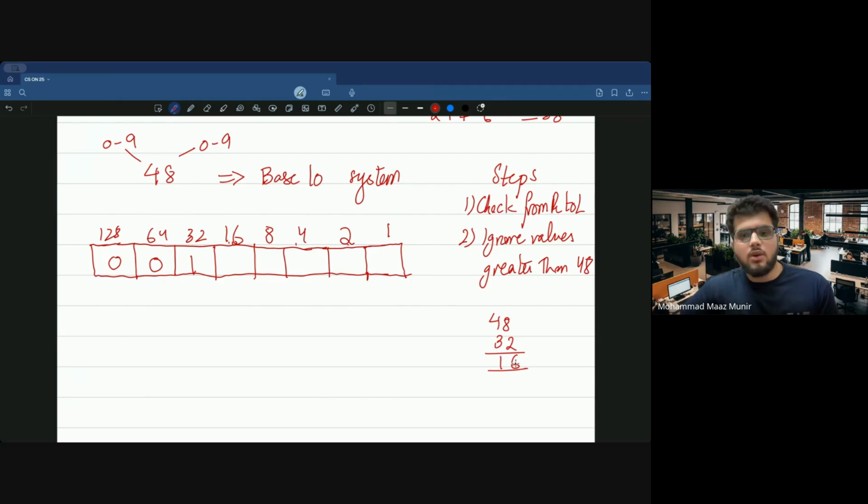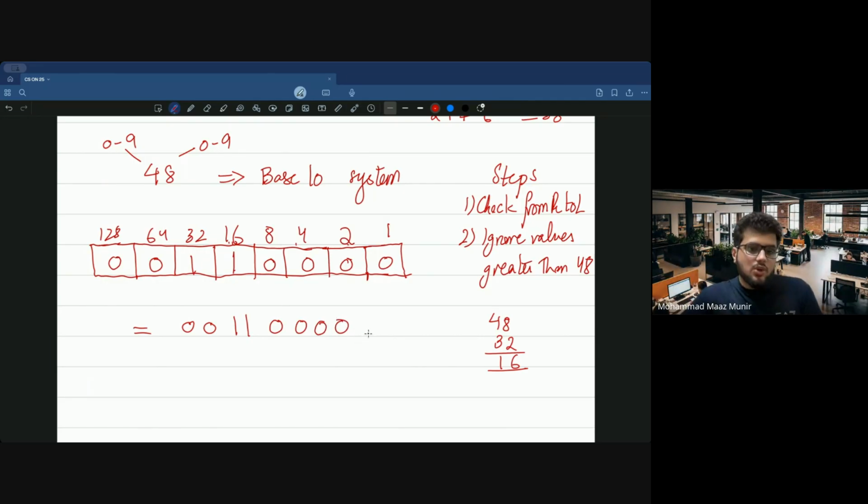So just have a look. Do we have a box with a corresponding value of 16? Yes, we do. It's a 1. So once we get it, this means we got the answer 48 by turning on these two ones. Let's ignore all the other values, so it's 0, 0, 0, 0. The answer is 0, 0, 1, 1, 0, 0, 0, 0. This is how you convert a denary number into a binary number. We turn on 32 and 16 for 48.